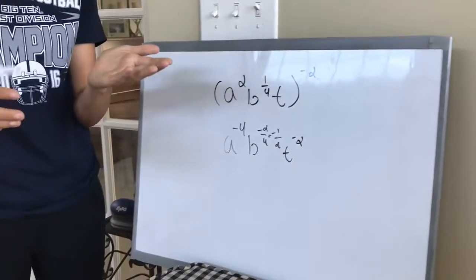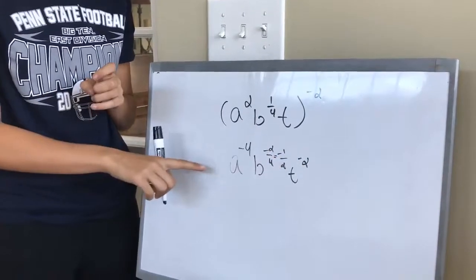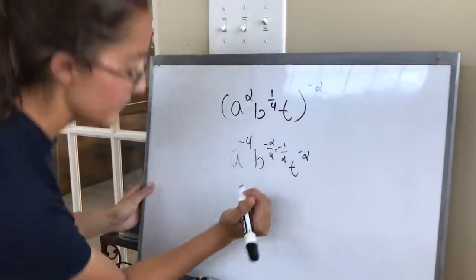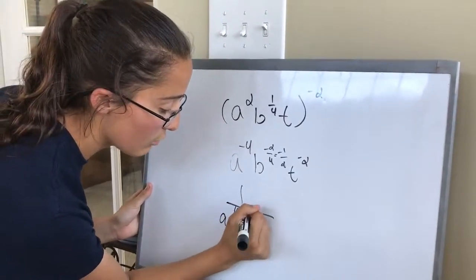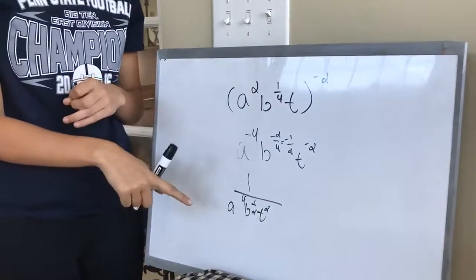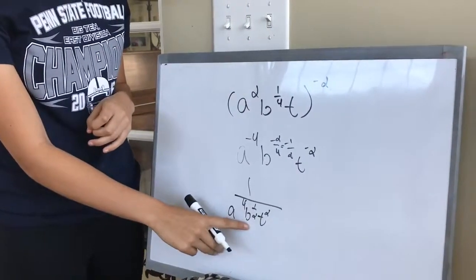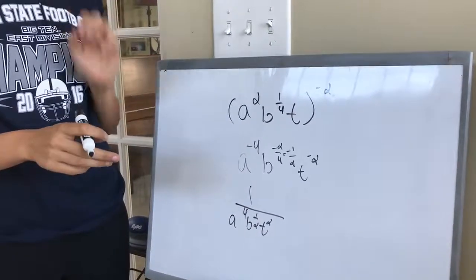Now since we know, based on our property, that this is a negative exponent, we're going to move all these terms to the denominator. So we'll do 1 over a to the 4th, b to the 1/2, and t to the 2nd. Now, however, there's a problem in this answer because we have b to the 1/2. You are not allowed to have rational exponents in the denominator.